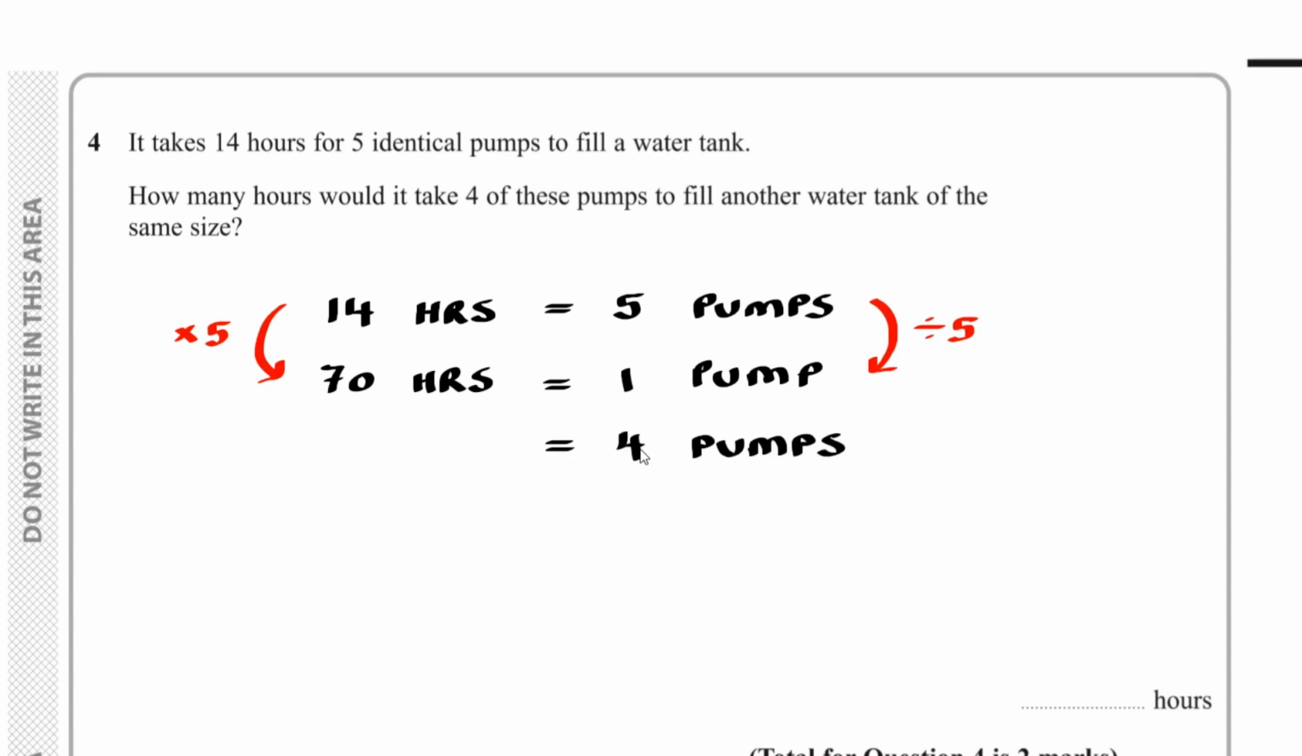What we want to do is find out how long it will take to fill 4 pumps. So it will take 4 times less than the 70 hours. So 70 divided by 4 is 17.5. So we have 17.5 hours.